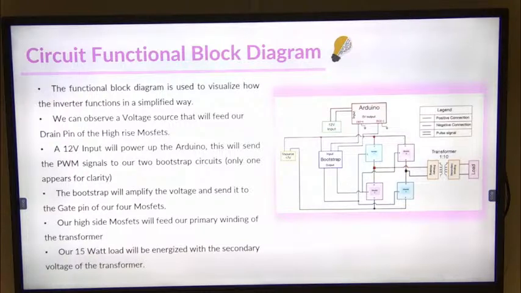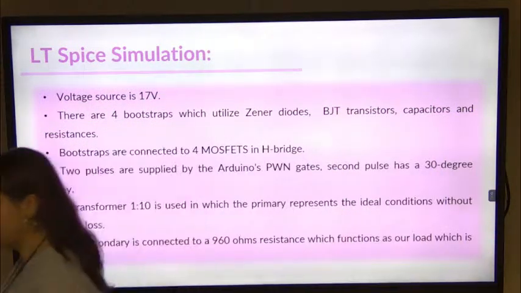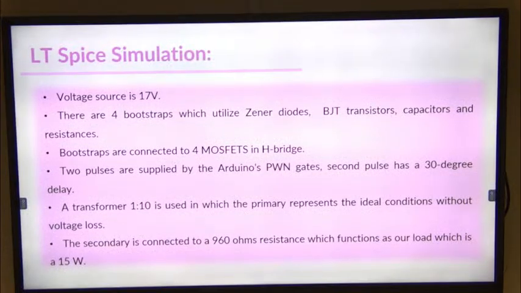It's a 12-volt input for only power in the Arduino, which is going to give our PWM signals, and the 17-volt source for the MOSFETs. And in the load part, we have the transformer with a 1 to 10 ratio connected to the load. In the following slide, I will show the LTspice simulation that we used. We already discussed the parameters where we have our voltage source, then we have our bootstrap connected to our H-bridge configuration of the MOSFETs, the pulses that the Arduino will supply, and then the transformer with the 1 to 10 ratio that will be connected to our final load.